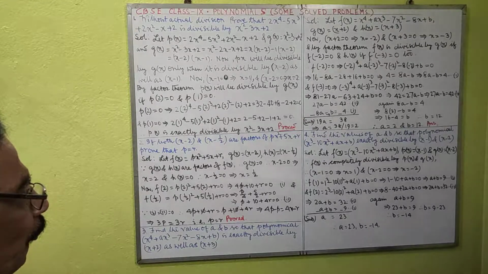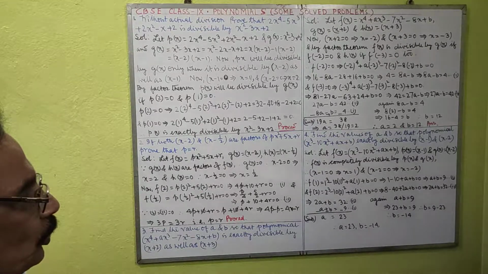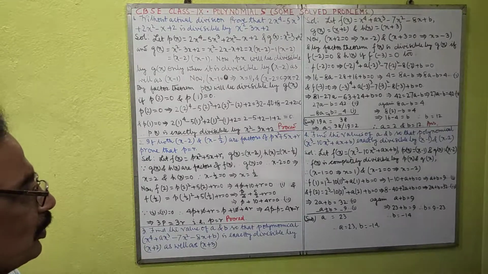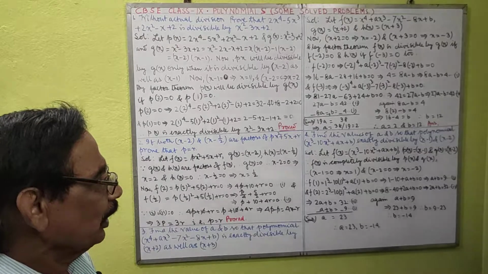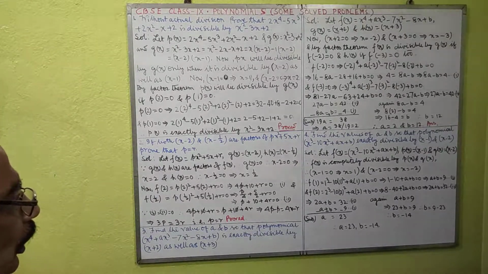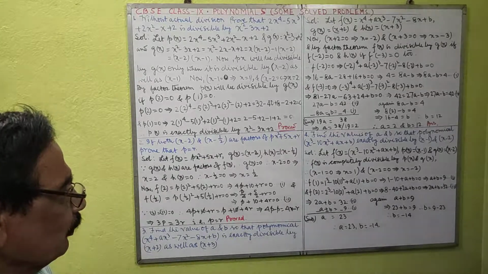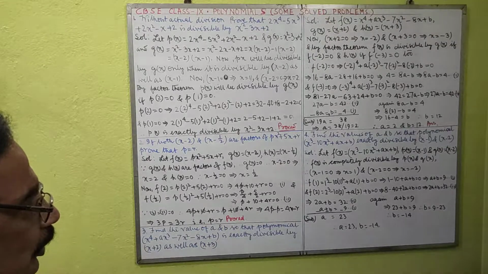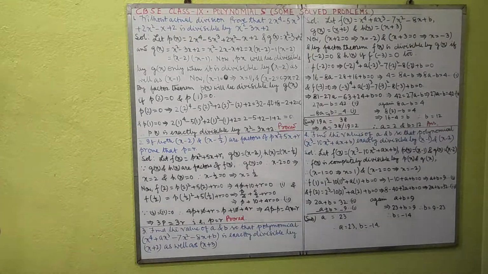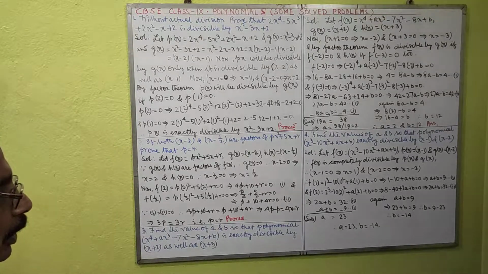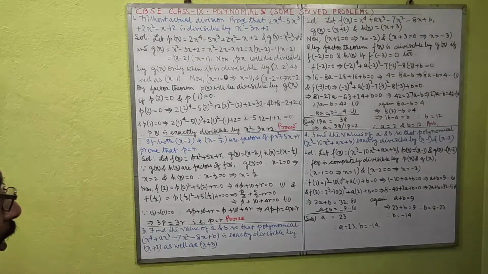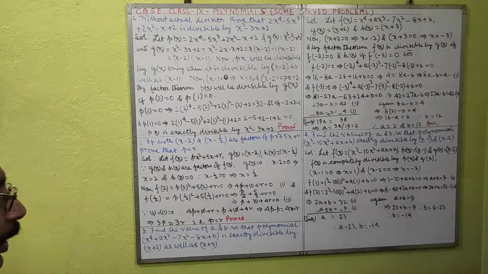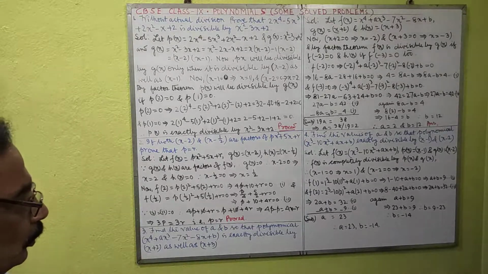Question number 4. Find the values of a and b so that the polynomial x³ − 10x² + ax + b is exactly divisible by x − 1 and x − 2. Let f(x) = x³ − 10x² + ax + b, and p(x) = x − 1 and g(x) = x − 2. f(x) is completely divisible by p(x) and g(x), so x − 1 = 0 or x = 1. Similarly, x − 2 = 0 or x = 2.